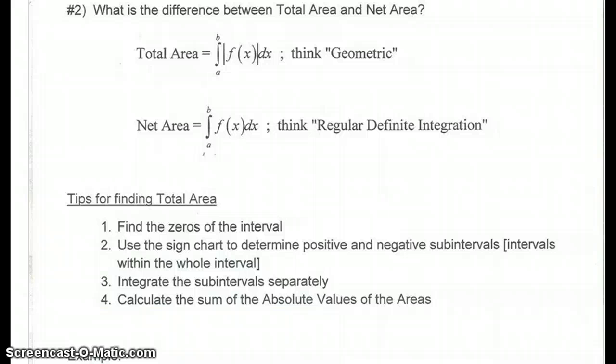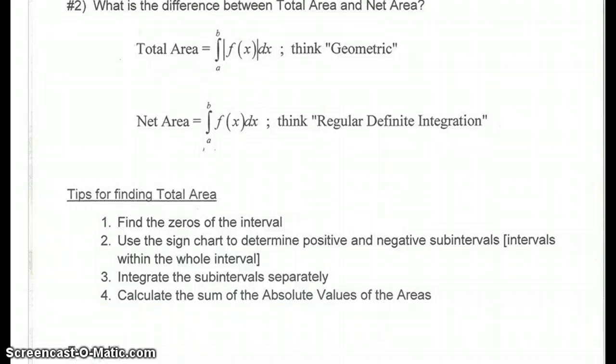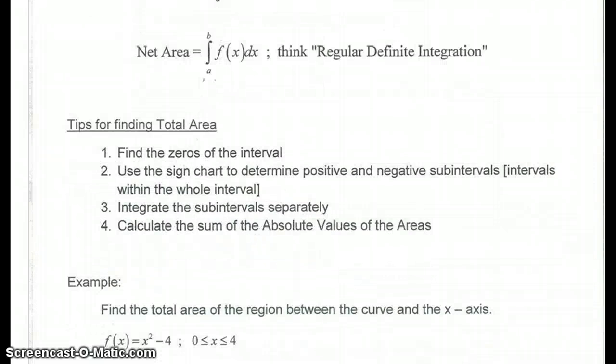So, let's look at some tips for finding the total area. First, find the zeros of the interval. Second, use the sign chart to determine positive and negative subintervals. These are the intervals within the whole interval. Third, integrate the subintervals separately. And fourth, calculate the sum of the absolute values of the areas. Let's look at an example.